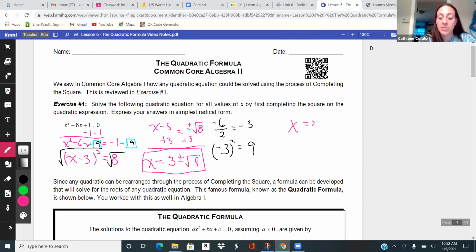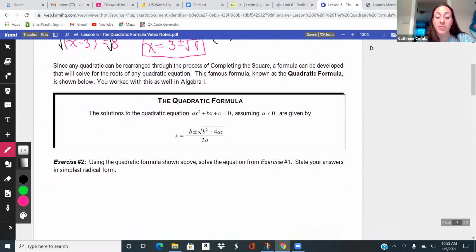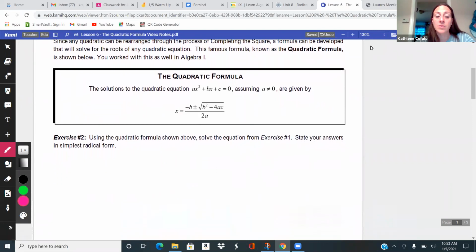You could write them separately. 3 plus the square root of 8, that's one answer, and then 3 minus the square root of 8 would be another answer. Okay, so that's one way to solve a quadratic equation. The quadratic formula you could use for any quadratic equation.